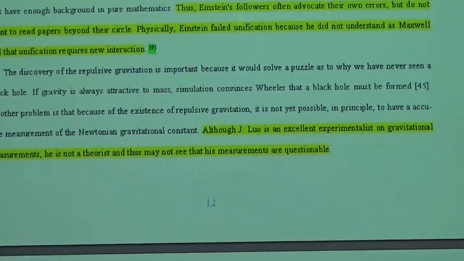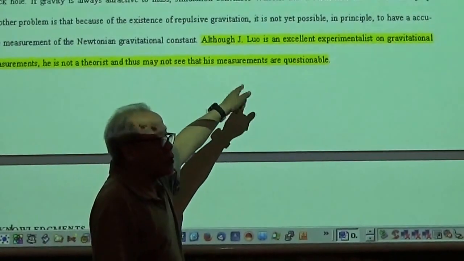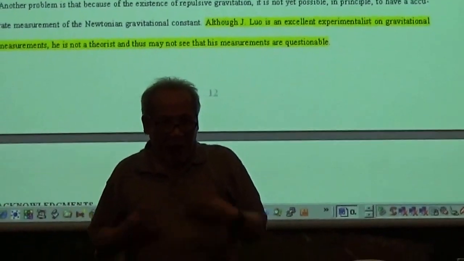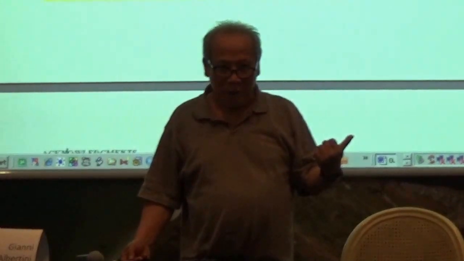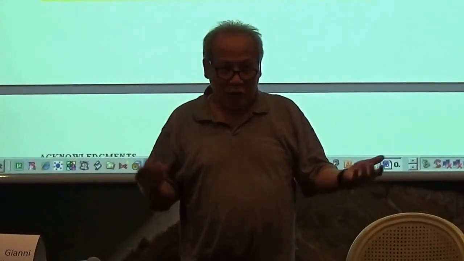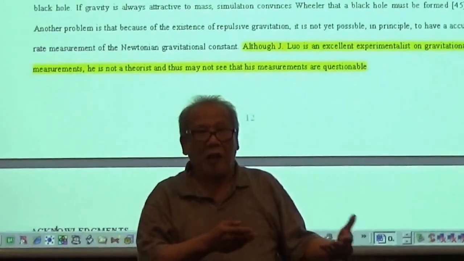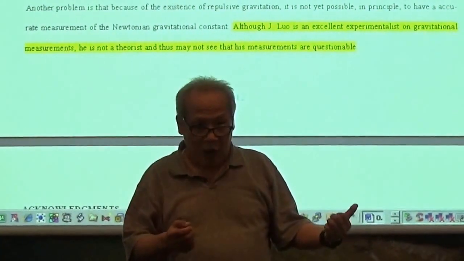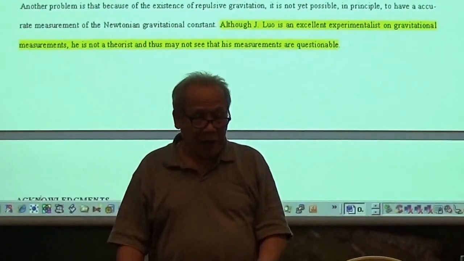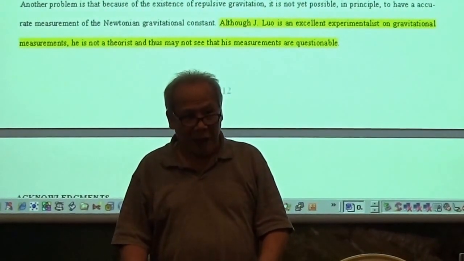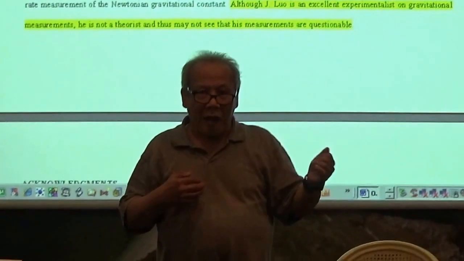And then finally, about the experimentalists. Mr. Law, in China, claimed to have the most accurate gravitational constant. Of course, it's not true, because it's impossible. Because the way we measure gravitation depends on the temperature.